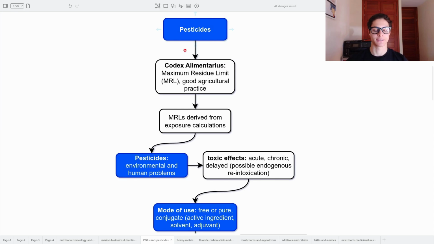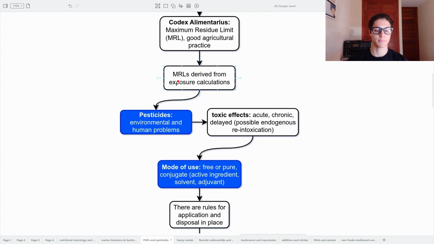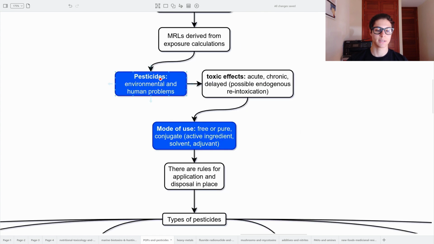And then we have pesticides. So the Codex Alimentarius says that they must have a maximum residue limit, and we must follow good agricultural practice to actually make sure that that limit is respected. These maximum residue limits are derived from exposure calculation. The pesticides are environmental and human problems. Again, the One Health concept.